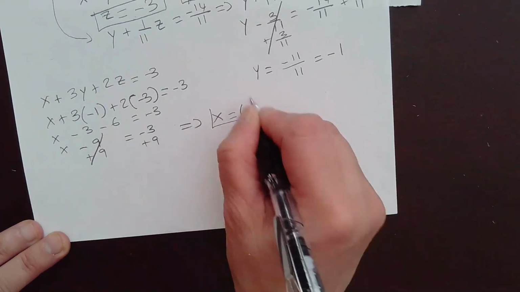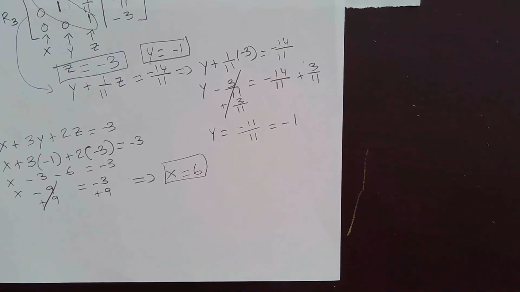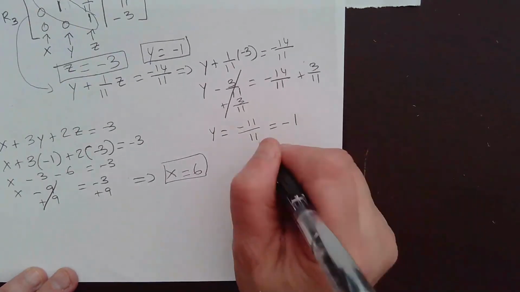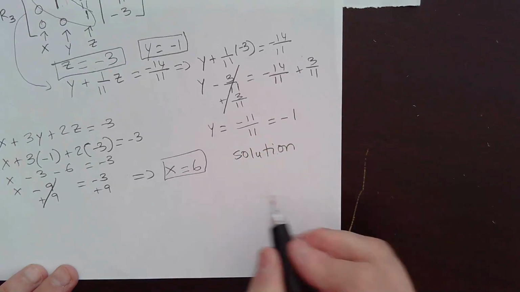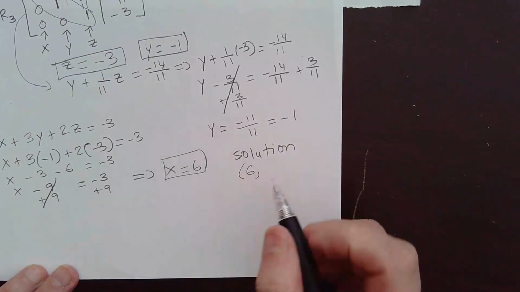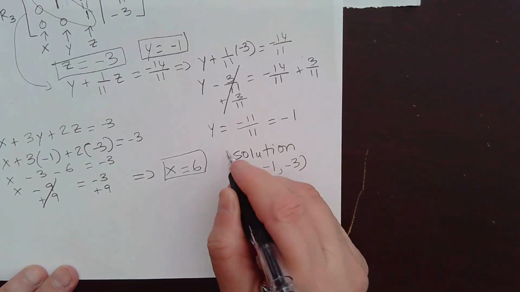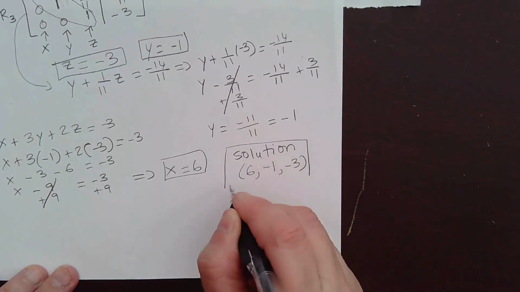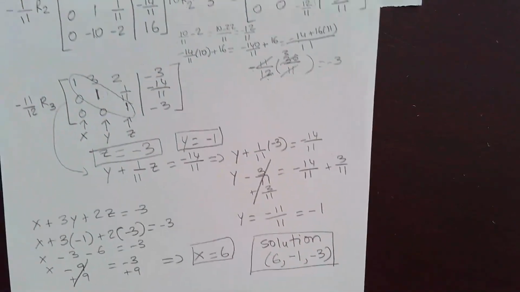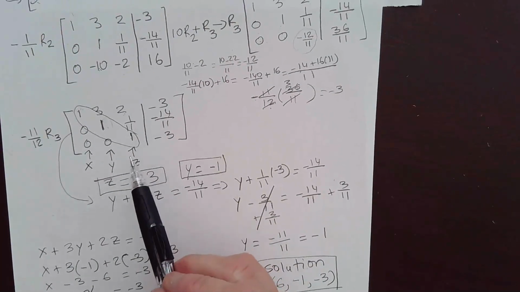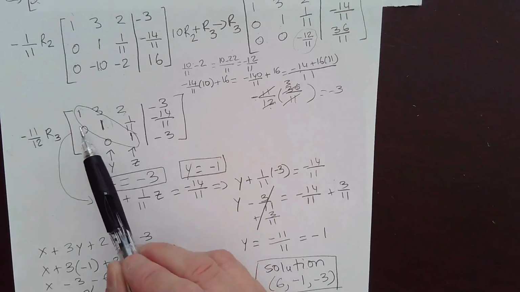So we have x, y, and z, right? And you can write the solution as an ordered triple. X is 6, y is negative 1, and z is negative 3. And this is the way you solve a system of linear equations using matrices. One way of solving it is by using the row echelon form: the diagonal is 1, and anything under the diagonal is 0.